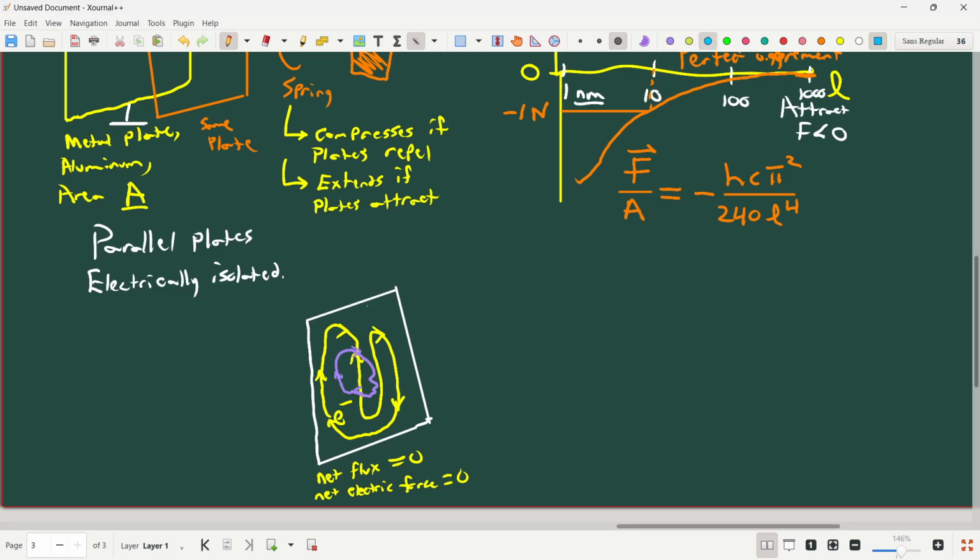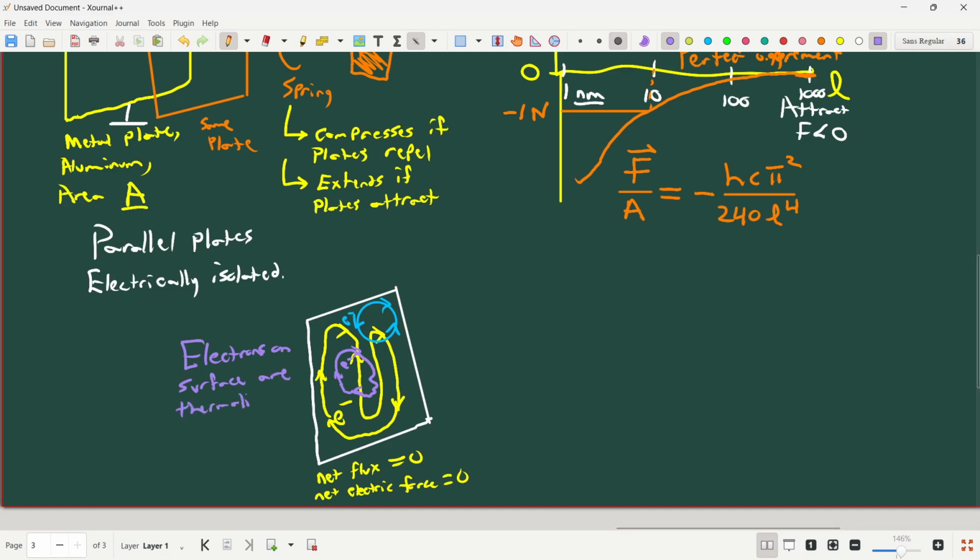Maybe there's another electron in here moving around like this. Right, you have all these electrons moving around randomly. The electrons are moving randomly. They're thermalized. Electrons on surface are thermalized to 298 Kelvin or whatever the temperature is, and move randomly accordingly.